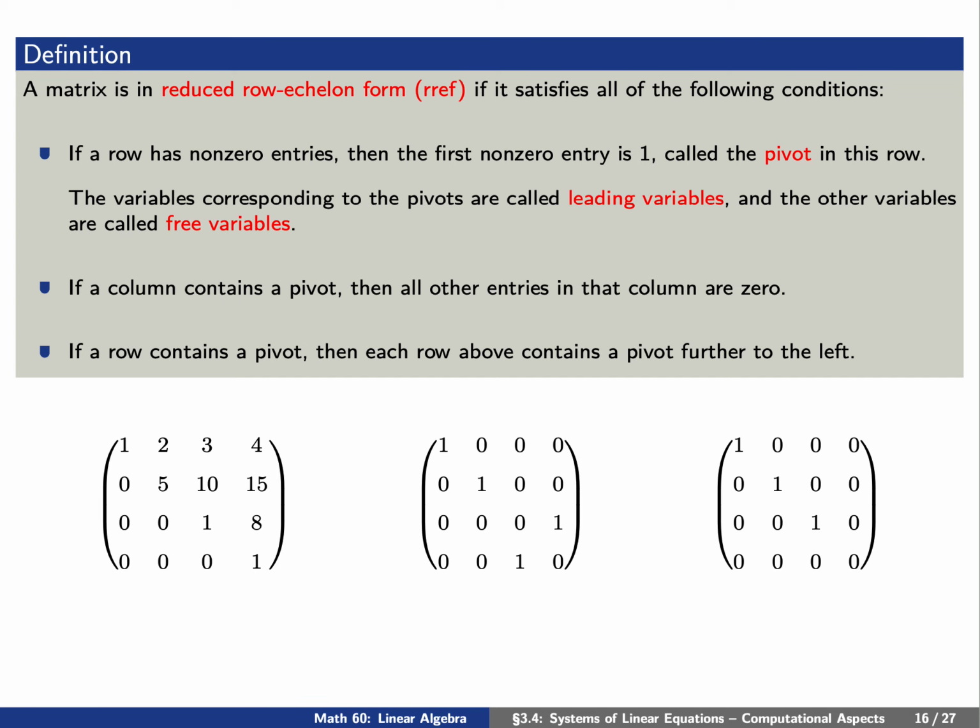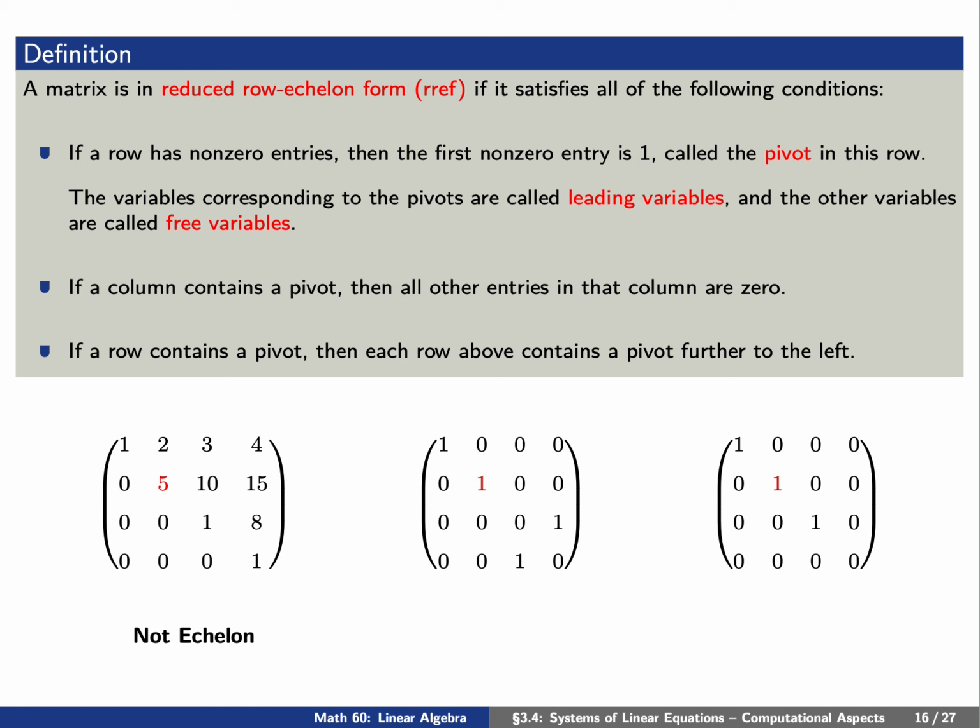Here are some examples. We have a 4 by 4 matrix on the left, another 4 by 4 matrix in the middle, and a third on the right. Let's try to discuss what the pivots would be for these various matrices. To do so, we have to look at the matrices row by row. So let's start with the very first row. We see here, moving from left to right, that we have a non-zero entry, and this entry is a 1 for each of the matrices. So far, we're okay.